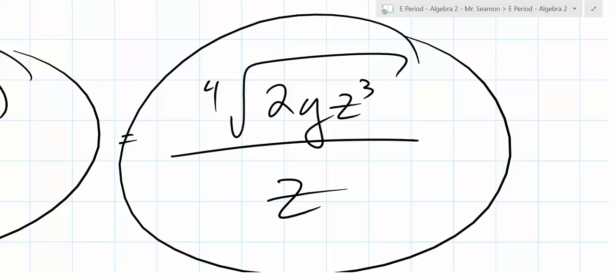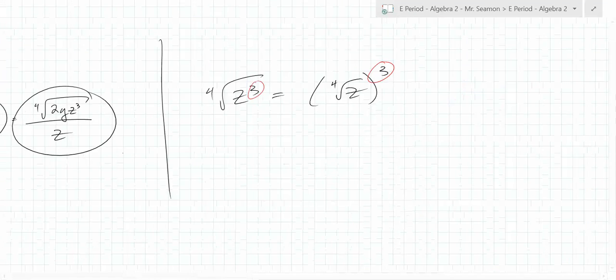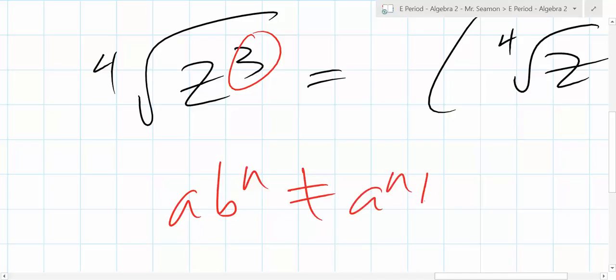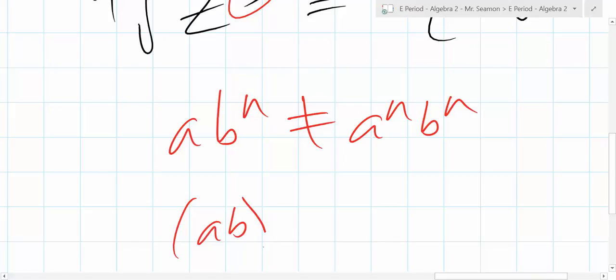If it was in parentheses, the yz would have to be in parentheses for it to touch the y. Okay. Yes, I think so. What you're saying is if you have a b to the n, that's not a to the n, b to the n. If you wanted it to be, you'd have to have (ab) to the n equal to a to the n, b to the n. You need the parentheses. I understand that.